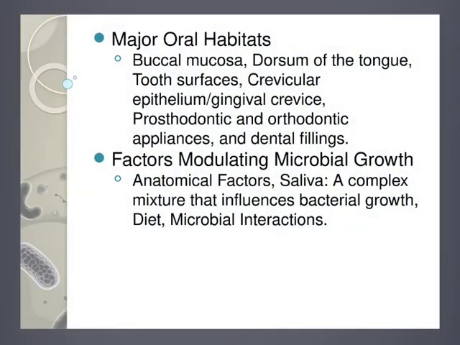Our mouths have several habitats where microbes live: the cheek lining, tongue surface, teeth, gum crevices, and even dental appliances or fillings. Various factors influence microbial growth here, like the anatomy of the mouth, saliva's complex makeup, diet, and interactions between microbes themselves. This dynamic environment shapes the oral microbial community.